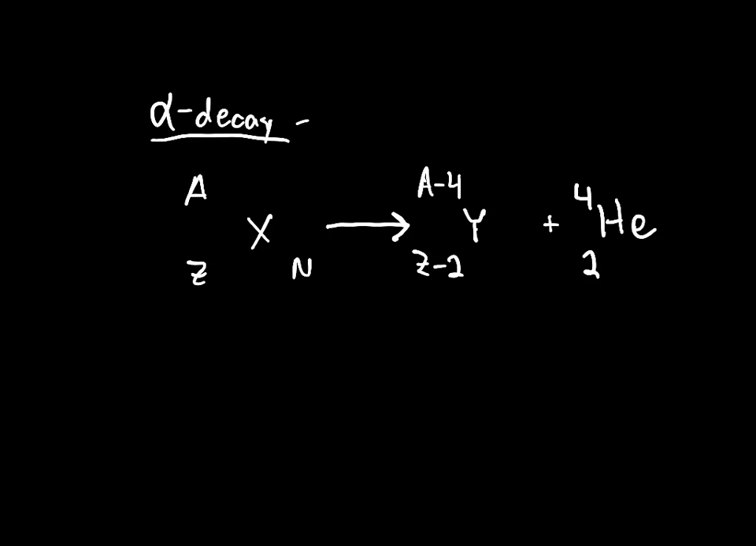How many neutrons are in helium? 2. So if there are 2 neutrons in helium, what happens to my N? N minus 2. So this is a general formula for all alpha decays. Whatever symbol you have on X becomes whatever symbol on Y plus this helium particle. So this helium particle goes along with everything. That'll always be the same. These will change depending on what element is doing the alpha. You good on that?